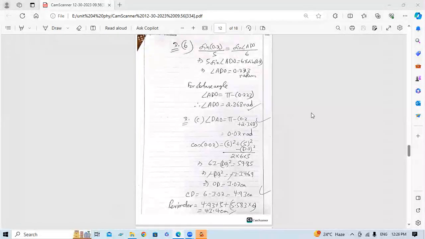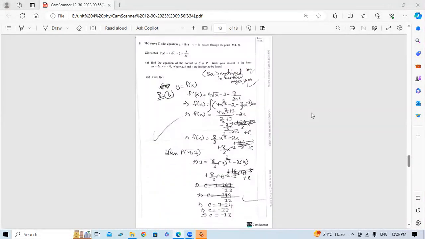Okay, let's move on to question number 8. In question number 8, it has been asked that the curve C with equation y equals f(x), x greater than 0, passes through the point P equals 4, comma 1. Given that f'(x) equals 4 root x minus 2 minus 8 by 3x squared, find the equation of the normal to C at P. Write your answer in the form ax plus by plus c equals 0, where a, b, and c are integers to be found. And in part B, it has been asked to find f(x).